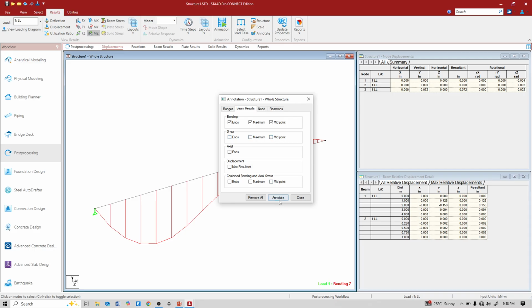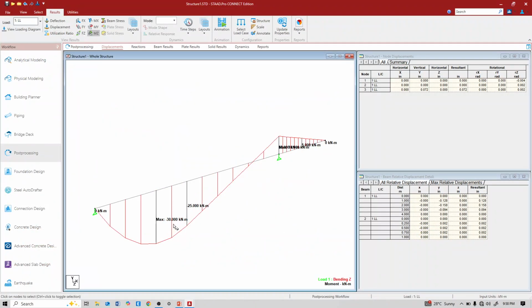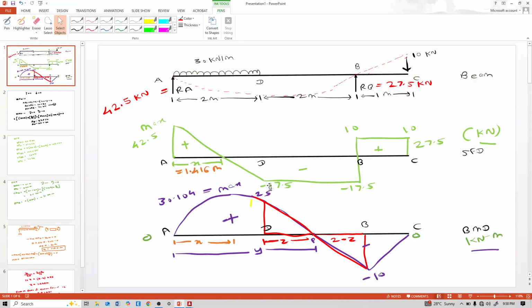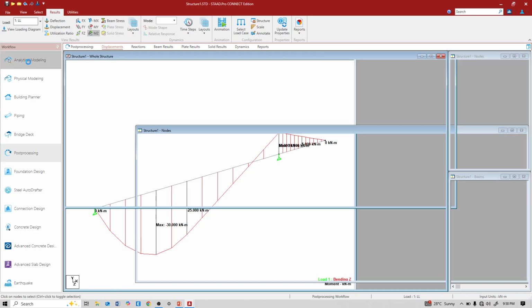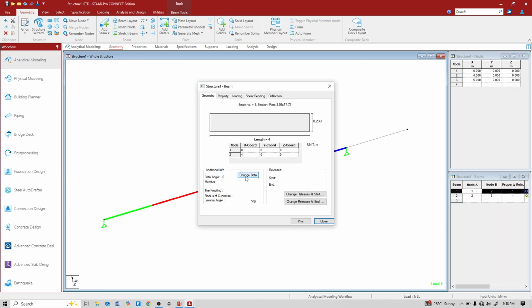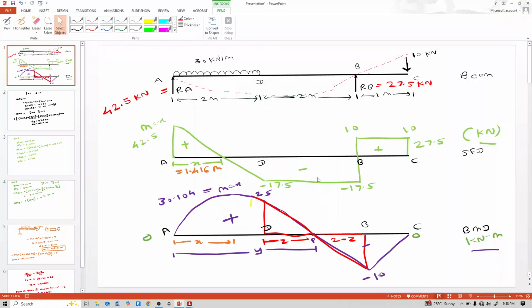Now annotate. So C values 30.104, 30 minus 30, yes, nearly equal, 25 equal, and let's see here, at a distance of 4 meter, 10, yes, correct. So our manual calculation and software calculation, bending moment and shear forces match.